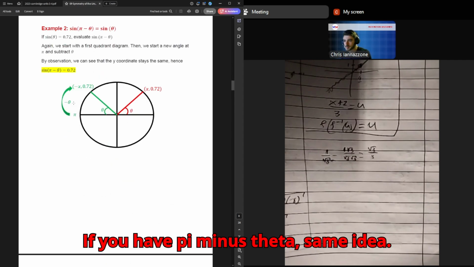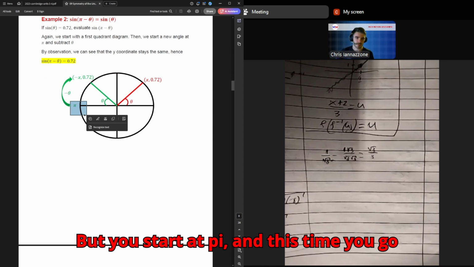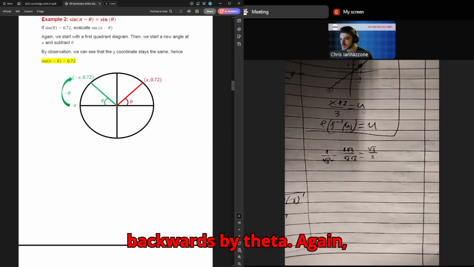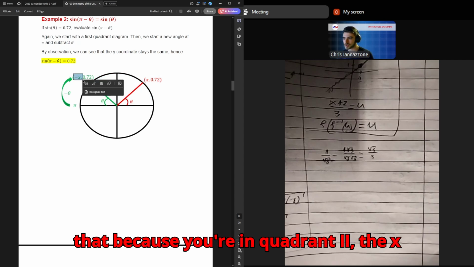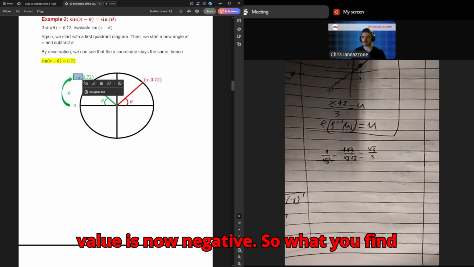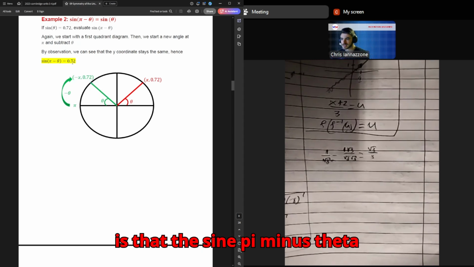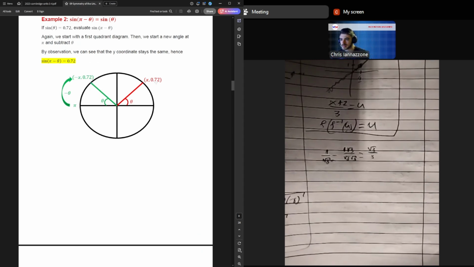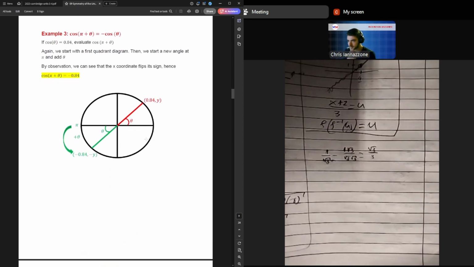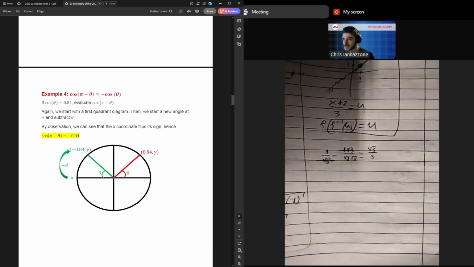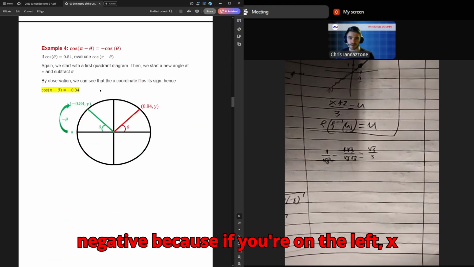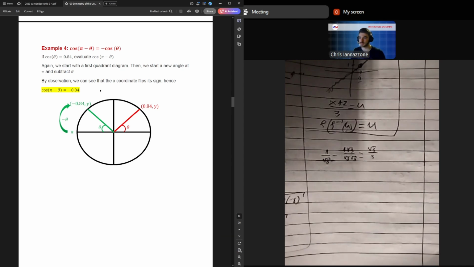If you have pi minus theta, same idea. But you start at pi, and this time you go backwards by theta. Again, equal and opposite. And the difference is that because you're in quadrant 2, the x value is now negative. So what you find is that for sine, pi minus theta is just whatever it started with in the beginning. This is just the cos variant. If you know the x value here, same thing. Pi plus theta is going to make it negative. Pi minus theta is also going to make it negative because if you're on the left, x is negative.